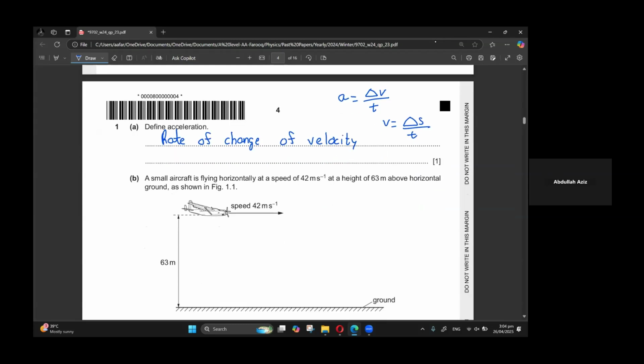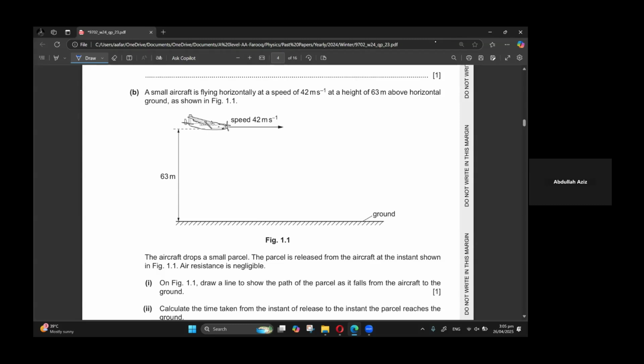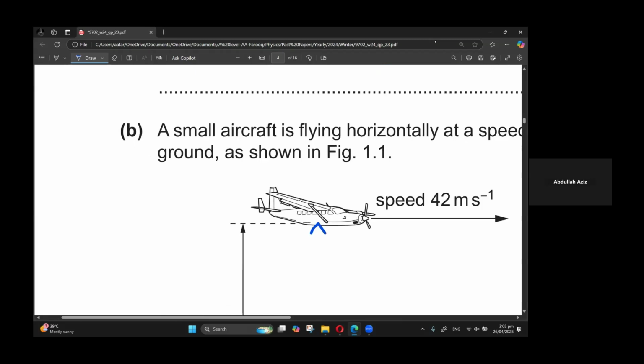A small aircraft is flying horizontally at a speed of 42 meters per second at a height of 63 meters above horizontal ground, as shown. The aircraft drops a small parcel. The parcel is released from the aircraft at the instant shown in figure 1.1. Air resistance is equal to 0. Let's call this time equal to 0. On figure 1.1, draw a line to show the path of the parcel as it falls from the aircraft to the ground. So let's say that hypothetically the parcel is attached to the aircraft like this.